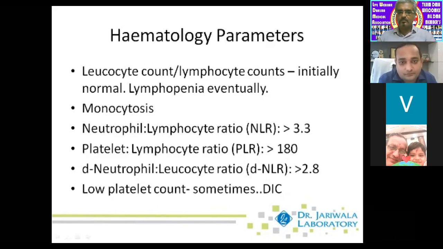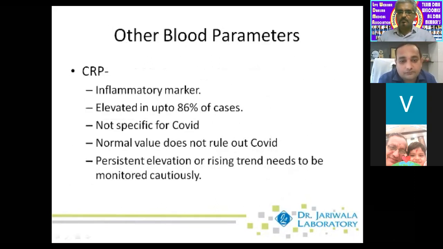Next, please. There are other markers like CRP, which has shown a lot of promise. CRP has been found to be elevated at presentation in up to 86% of the cases. Now, CRP, we need to understand, is a non-specific marker. It's an inflammatory marker, and it is high in several viral and bacterial infections, in other infections also. But however, as a preliminary screening test, this has been found to be useful.